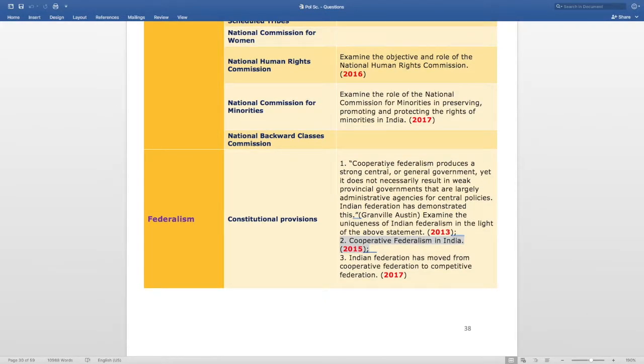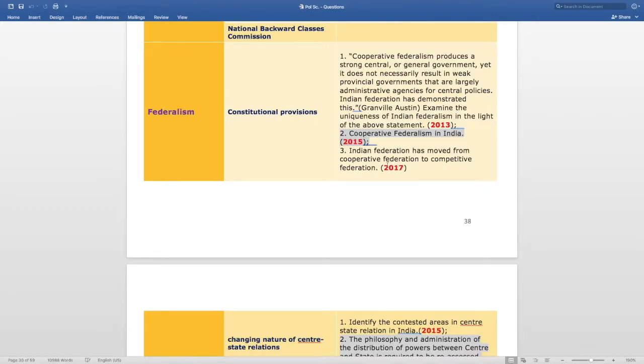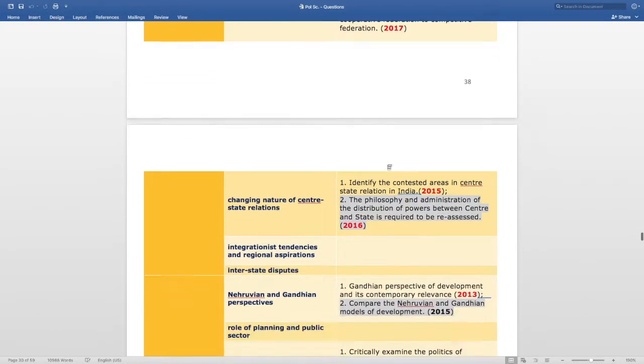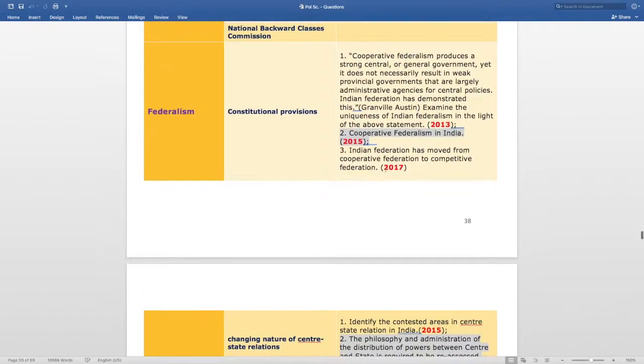The last subtopic is National Backward Classes Commission. There is no question in the last 5 years from this subtopic. Next topic is Federalism. This is another important topic that you need to focus upon.